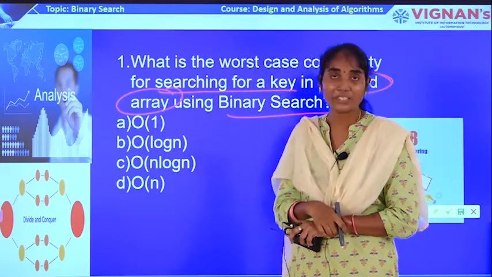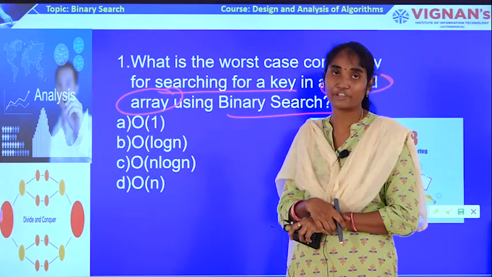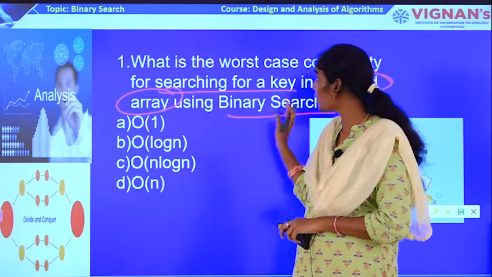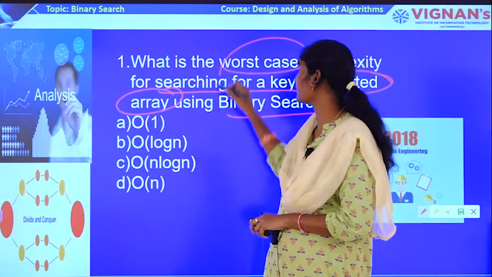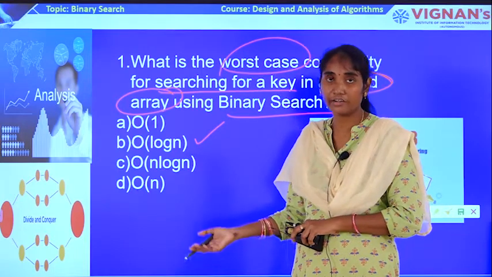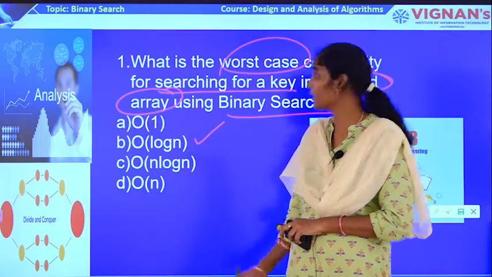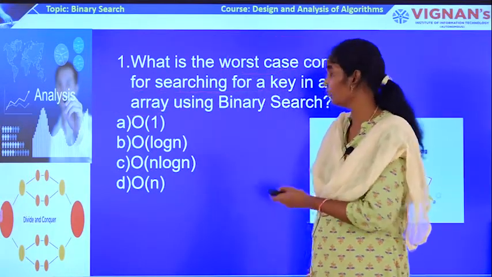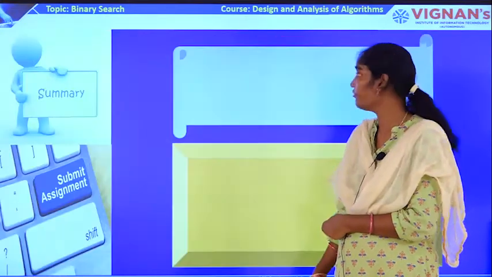Generally, what is the prerequisite for binary search? The list should be in sorted order. So here the question is given directly. What is the worst case complexity? Theta of log n. So that also can be read as big O of log n. So finally the option is big O of log n, and the answer is big O of log n.